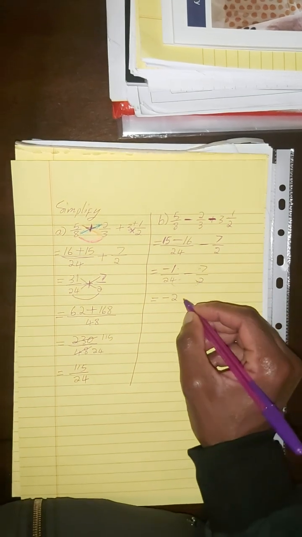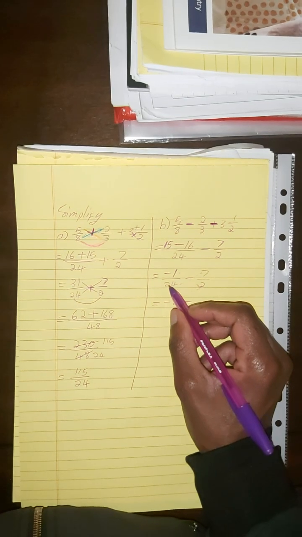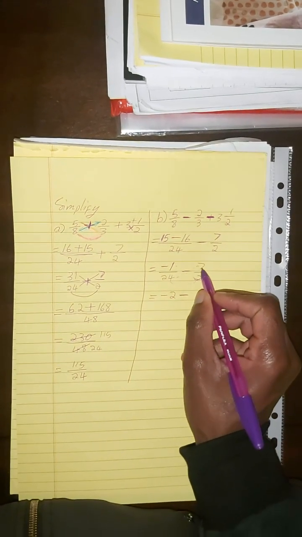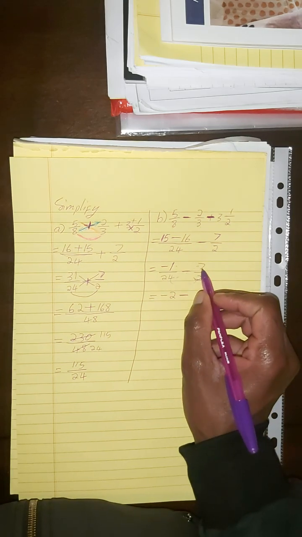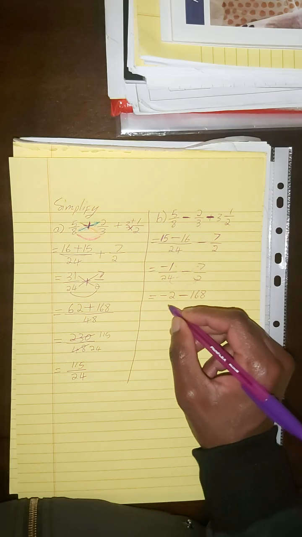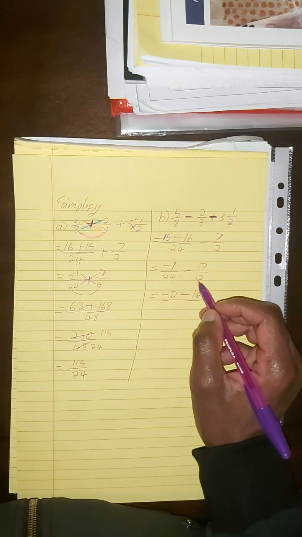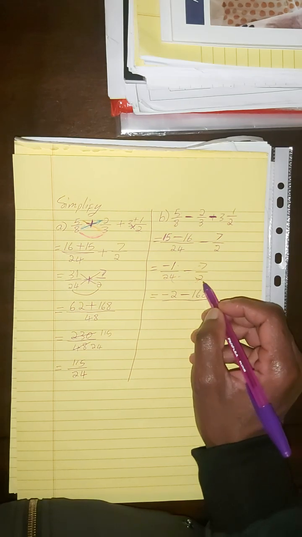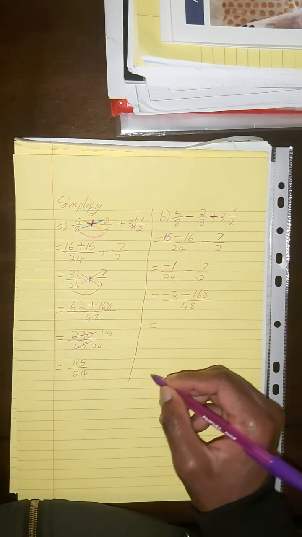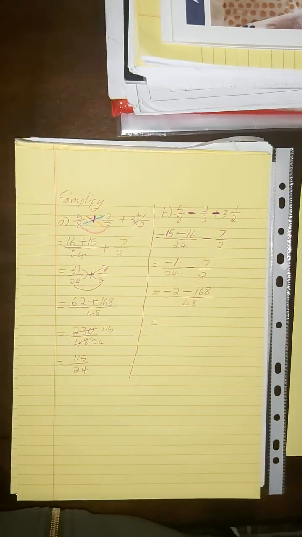Then I write the sign here, minus, and then I say, what is 24 multiplied by 7? 24 multiplied by 7 is 168 divided by, what is 24 multiplied by 2? 24 multiplied by 2 is 48. Then I go to the next step.